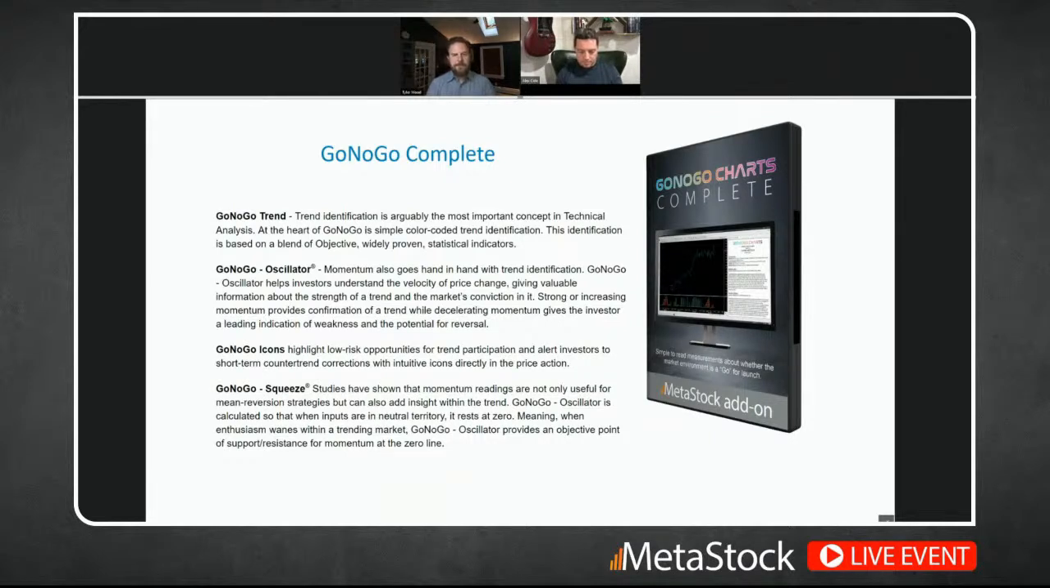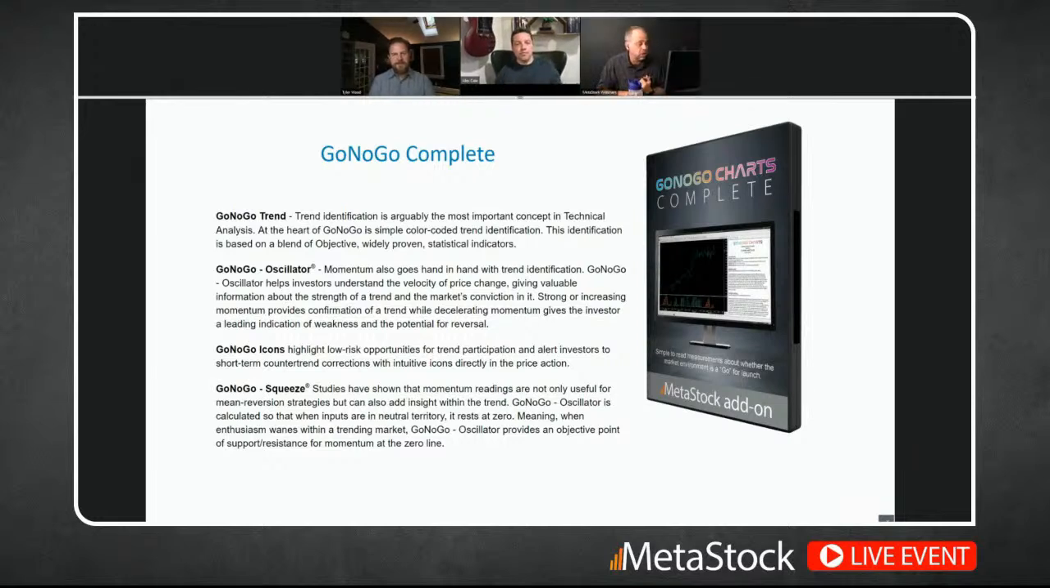If you're not familiar with MetaStock, it has been rated number one 27 years in a row now, which I think is 28 years in a row. I need to go do the math on it. It's like my age. It's been rated number one in its price category, and this is an add-on to that software program. Alex and Tyler have done a really good job of showing you exactly what's in there. But to reiterate, we've got the GoNoGo trend identification, the momentum oscillator, the icons that give you the counter trend signals and the squeeze, and all that. We've got the commentary, the explorations, the ability to run scans. All that has been built into the program and is ready to go.